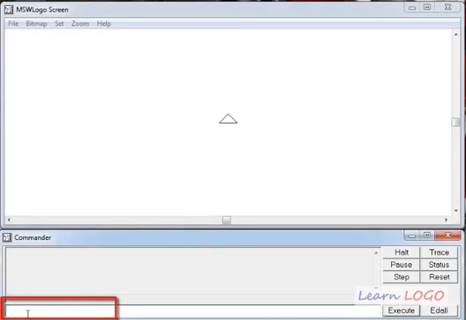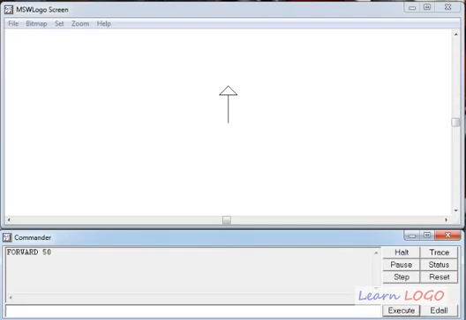So this is the command line, and now the cursor is blinking over there and now I can type the command. The first command we are going to learn is forward, and this command asks our turtle to go forward, and by how many steps, that also we have to write, right? So we have written forward and then I am going to write 50. So this is the command forward 50, and if I execute this command, my turtle goes forward by 50, right?